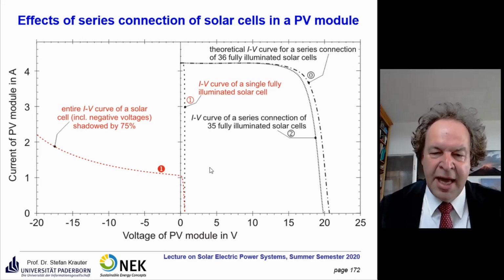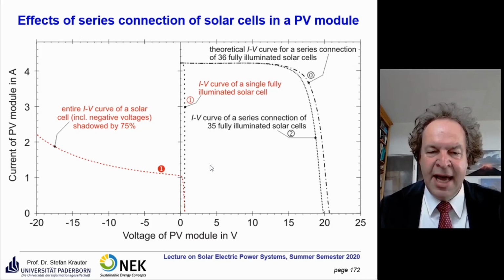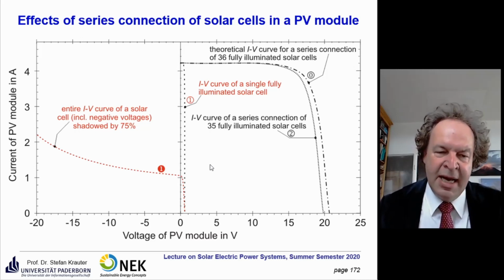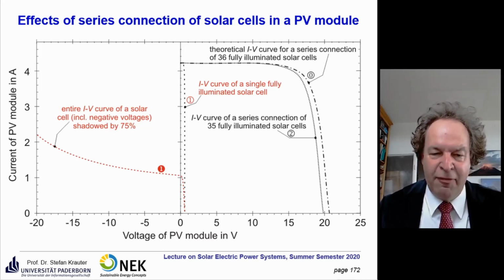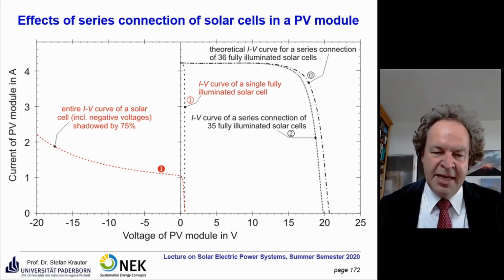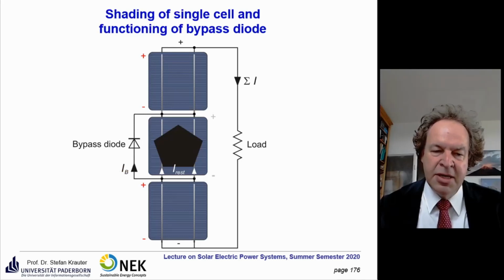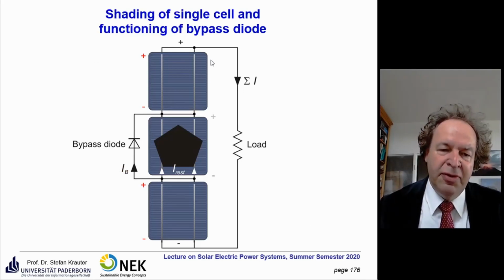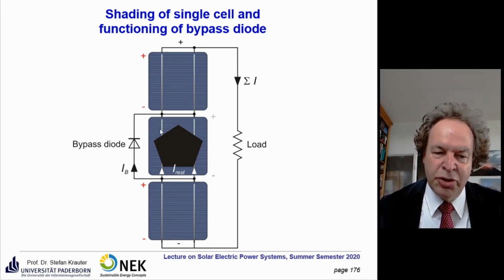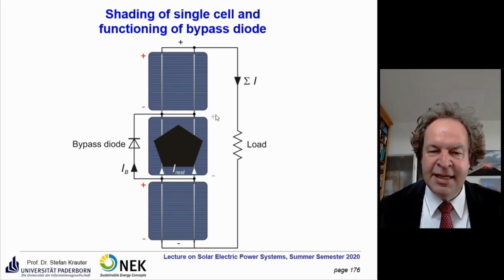And why is this important? Because if we interconnect 35 fully illuminated cells and one cell which is illuminated by 25% in a circuit, considering also the load, then there will be negative currents. I'll explain, wait a minute. You can see it here. Here we don't have 36 cells, we only have 3 cells. So normally, disregard the bypass diode, please.